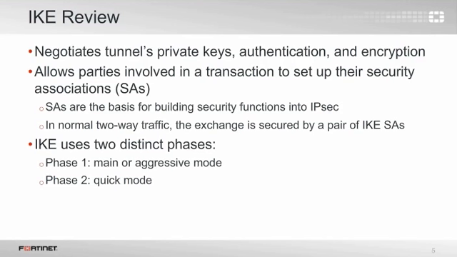IKE negotiates the private keys, authentications, and encryption that FortiGate uses to create an IPsec tunnel. Security associations, SAs, provide the basis for building security functions into IPsec. There are two distinct phases that IKE uses. Phase 1 uses a single bidirectional SA, and Phase 2 uses two IPsec SAs, one for each traffic direction.